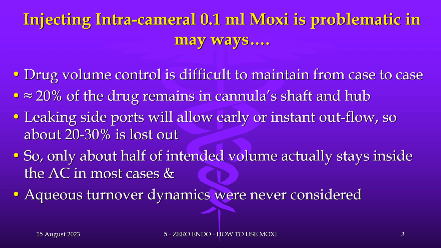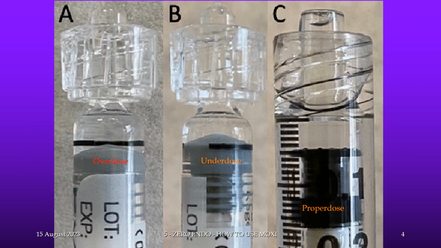and aqueous turnover dynamics were never considered. Please note carefully in this picture that even small variations in the convexity of the piston's plunger silicone rubber tip, as well as variations in the inner concavity of the syringe's front hub, will make a significant difference in the actual volume of the drug.